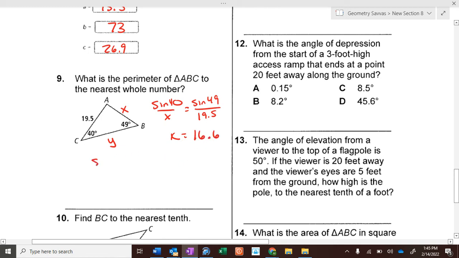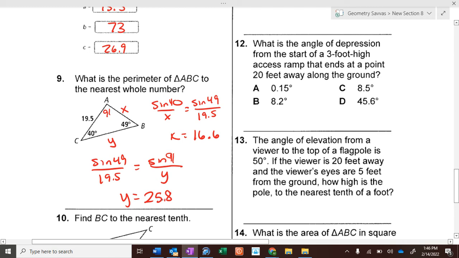Okay. Then the sine of 49 over 19.5 equals the sine of what over y? This is 91 because there's 180 degrees in a triangle. These add up to 89. What's left is 91. So it's 19.5 times the sine of 91 divided by the sine of 49. So what does y equal? I got 25.8, yeah. That sounds more like it.